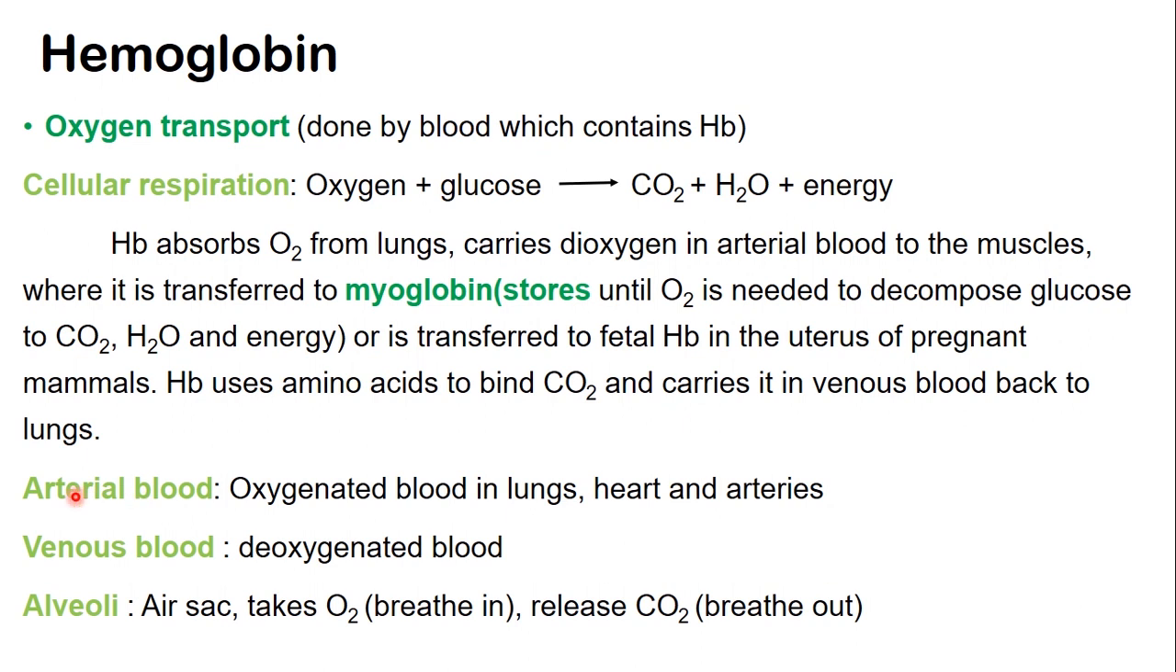That is arterial blood. Arterial blood is nothing but oxygenated blood that is present in lungs, heart, in the left chamber and in arteries. So another is venous blood. So venous blood is nothing but deoxygenated blood. And another thing is alveoli. So this alveoli is present in our lungs.